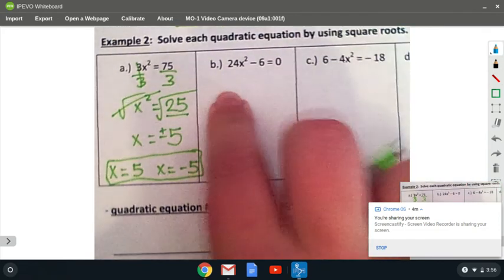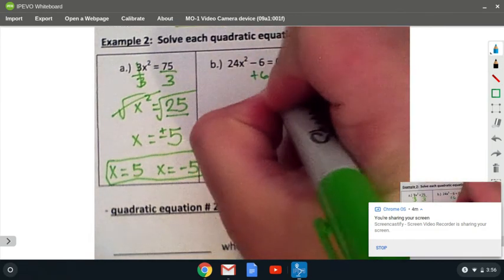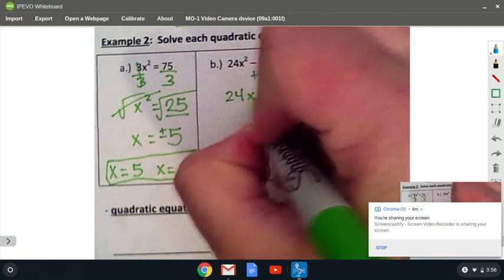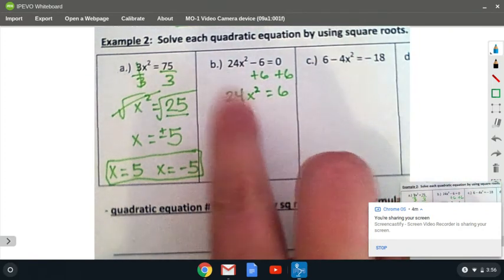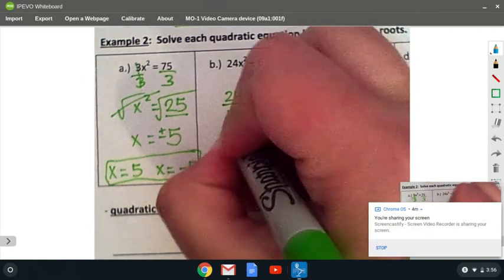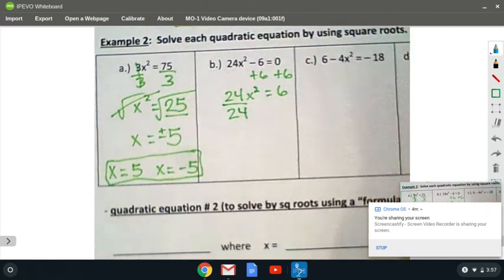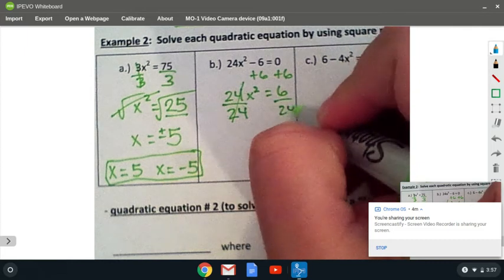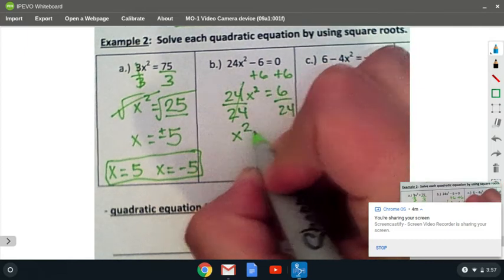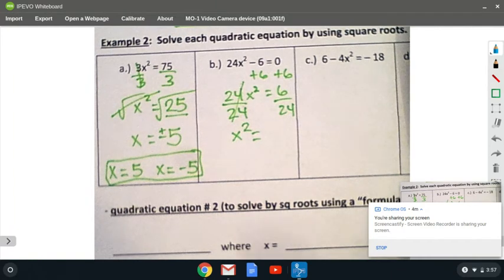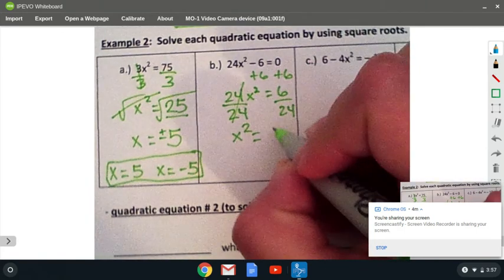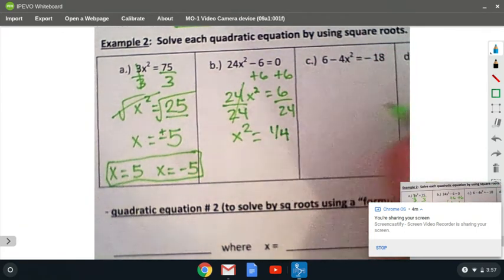So to start to get x by itself, I would add this 6 first. So I have 24x squared equals 6. Then I'm going to have to move that 24 over by dividing, because that 24 is multiplying by the x. Now at this point we have 6 over 24. 6 goes into 24 4 times, so we really have 1/4.